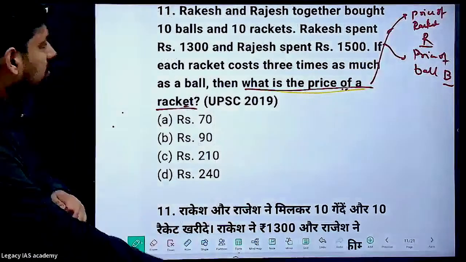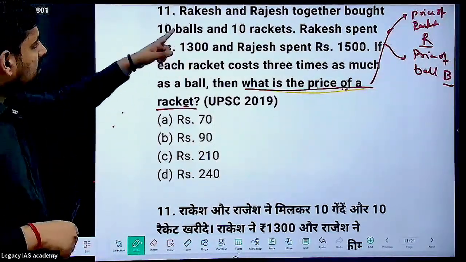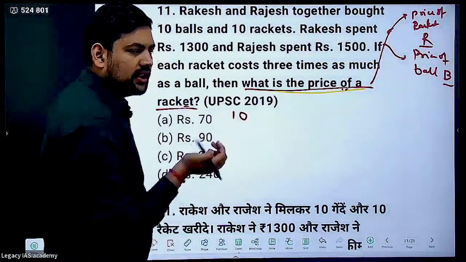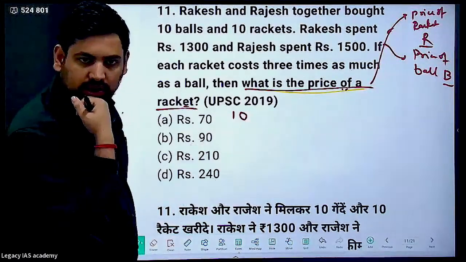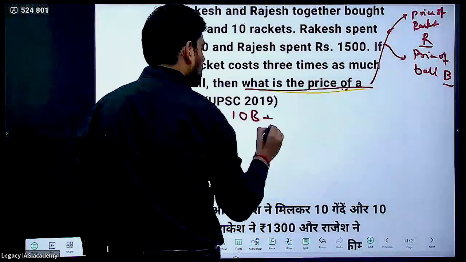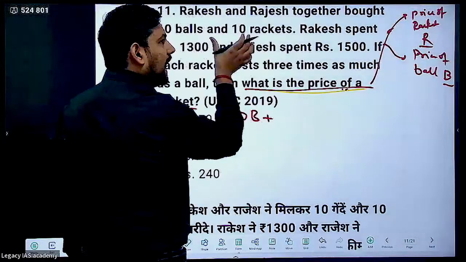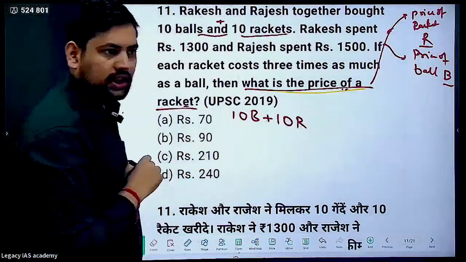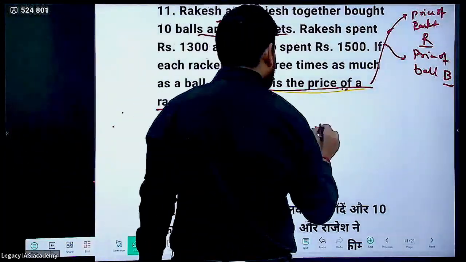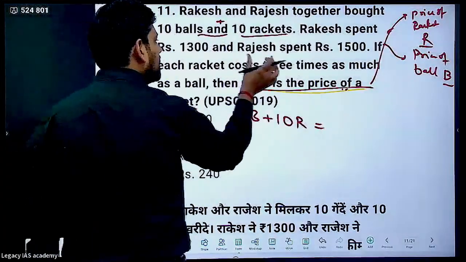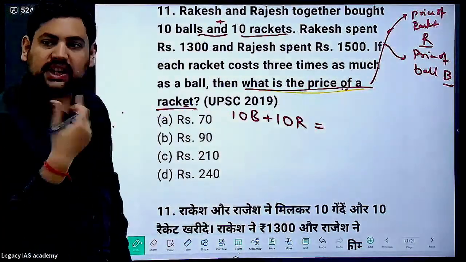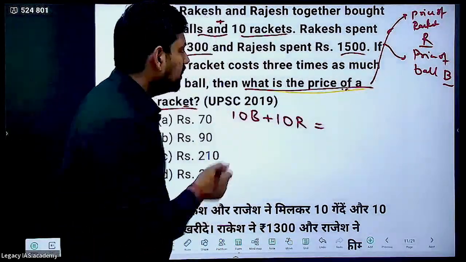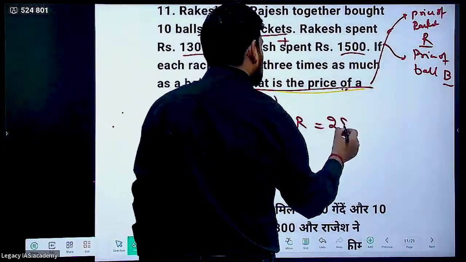Now let's try to find the two equations. So Rakesh and Rajesh bought 10 balls and 10 rackets. So what will be the cost of 10 balls? One ball costs B, 10 balls cost 10 into B, 10B, plus 10 rackets. Correct. Now this they have bought together. Rakesh spent 1300 and Rajesh spent 1500. So together, how much money have they spent? 1300 plus 1500, so they have together spent 2800.